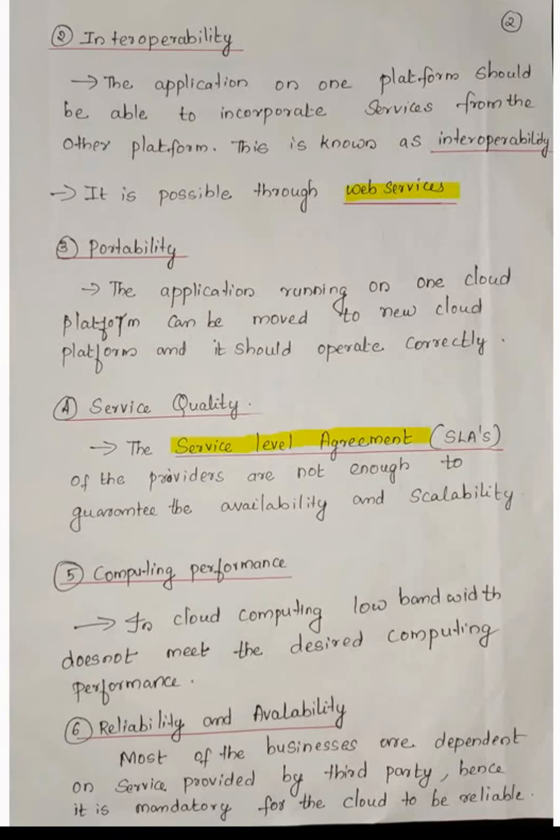Next one, service quality. One agreement is there, SLA, that is Service Level Agreement. By providing security and privacy, an encrypted file system, and data loss software, they are giving assurance to people to store data in the cloud.